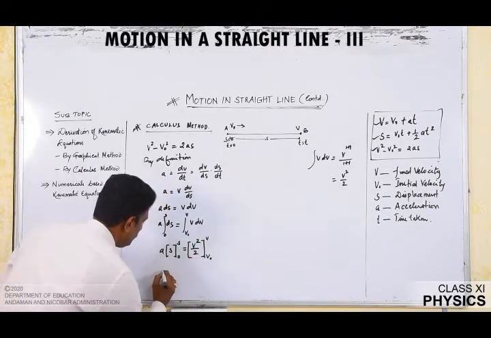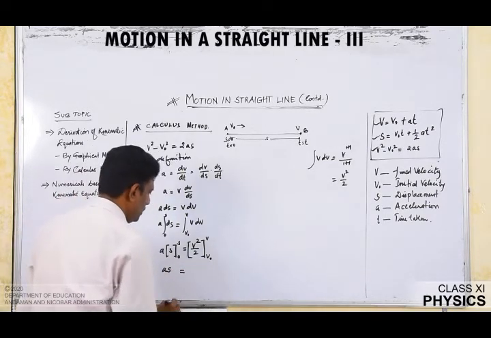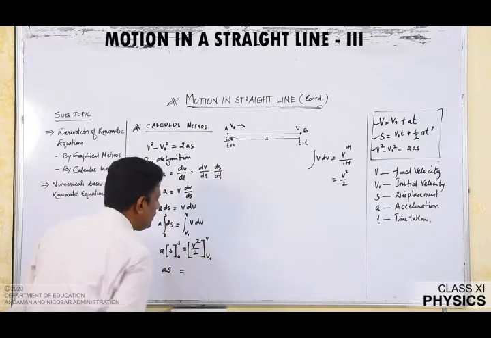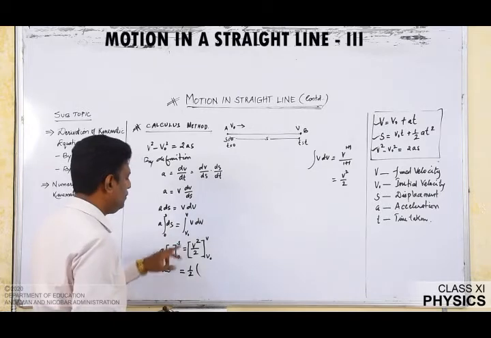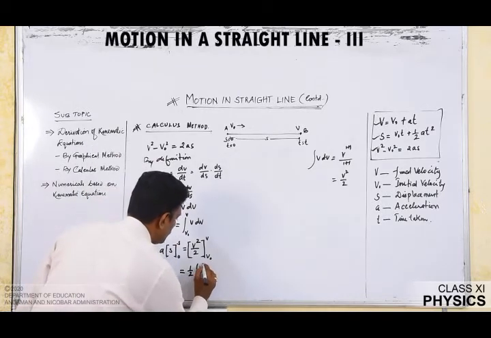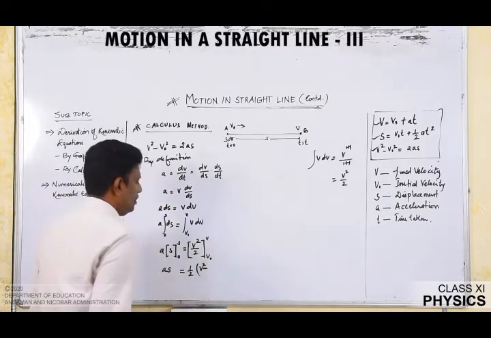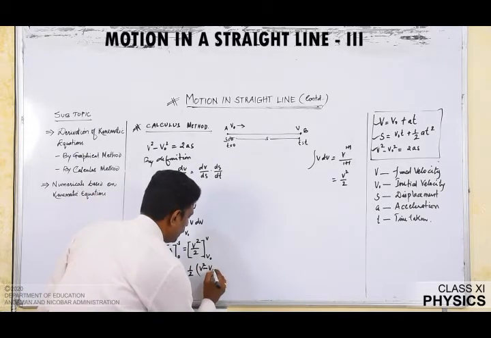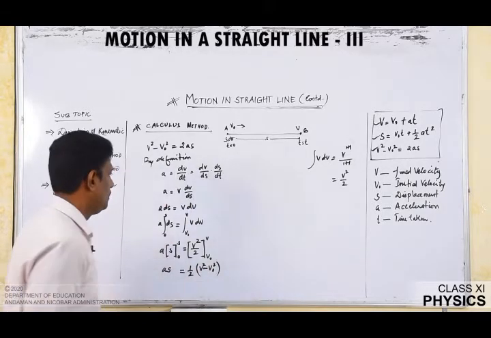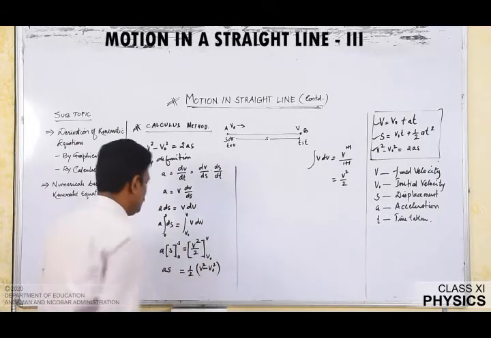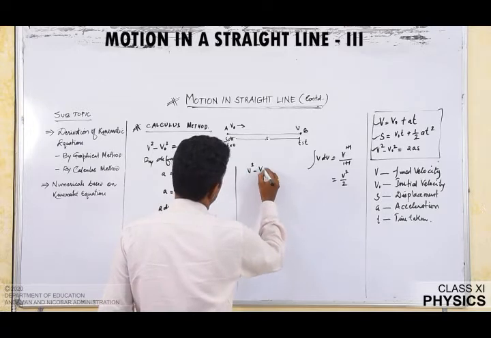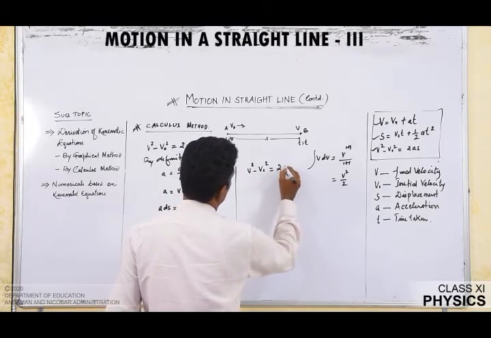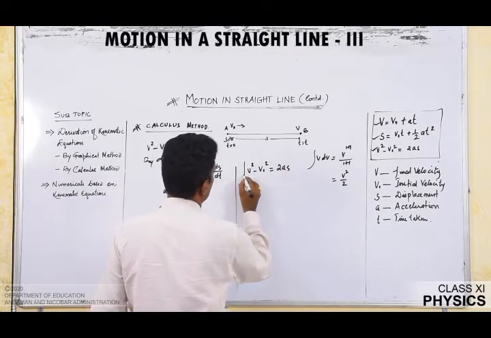Now, giving the limit, A s equal to, taking out this 2 and giving upper limit, that is V square minus lower limit, that is V naught square. Bringing this to this side, we can write V square minus V naught square is equal to 2as.